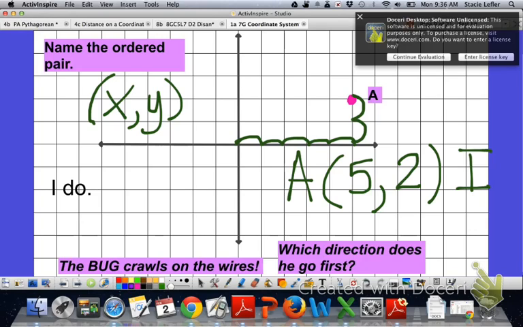An important point here is that you always have to travel either right or left from the origin. That's our x-axis. And that makes sense because it's alphabetical. We're going to go on the x direction first, whether it's right or left, and then second you go on the y direction next, whether it's up or down.